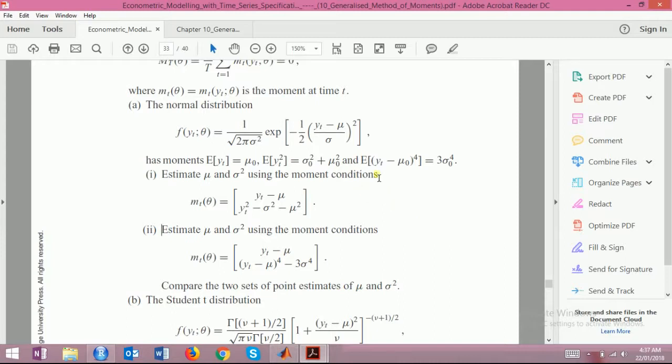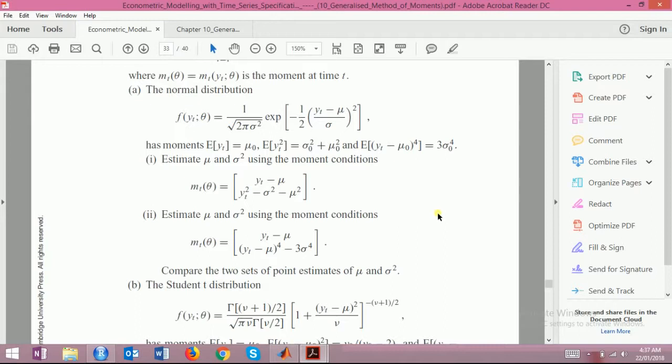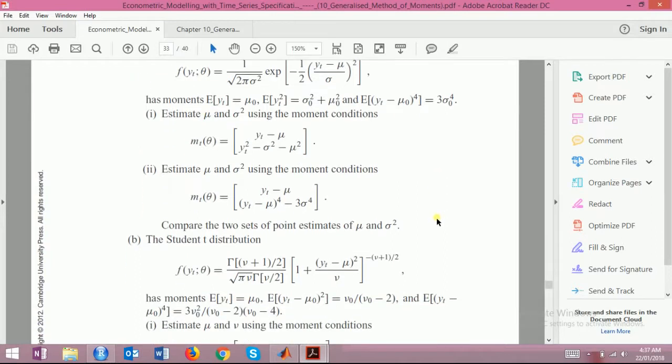And it is asking us to estimate moment conditions. First are uncentered moments, which is yt minus mu, then yt square minus sigma square, the variance, minus mu square, obviously because there is an additional mu here, and the uncentered moment conditions. And in centered moment conditions we have yt minus mu, which is yt minus theta 1, then yt minus mu to the power 4 minus 3 sigma to the power 4. This is the second moment here.